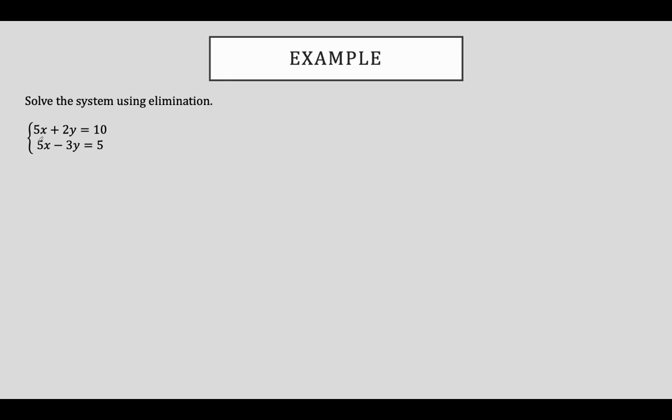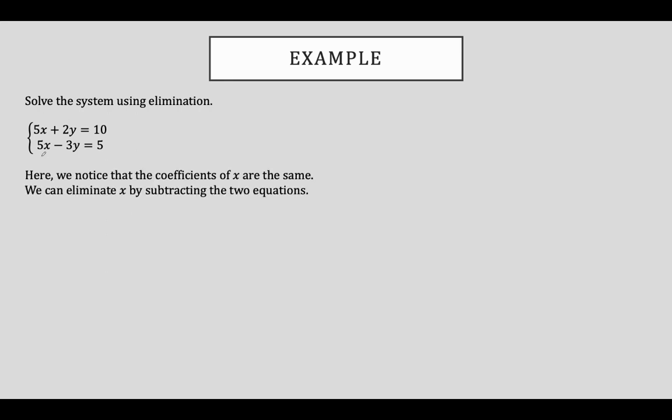Reason number one this is a good option for elimination is because the coefficients of x are the same. I've got a 5x here in the first equation and a 5x here in the second equation. Because the coefficients of x are the same, we can eliminate x by subtracting the two equations. So I can take these two equations and just subtract them vertically.